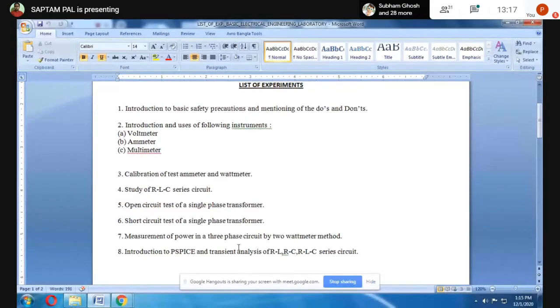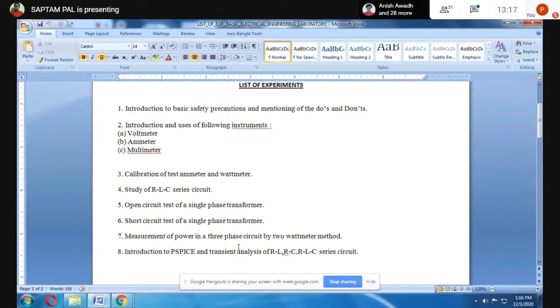The ammeter we use to measure the current. And based on the current measurement, because I already told you that there are two types of current we are discussing, first is direct current, another one is AC current. So two different types of voltmeter, two different types of ammeter we will use. First one is for DC current measurement, another one for AC current measurement. Next one is the multimeter. Using that multimeter, we can measure the resistance, voltage, current, everything.